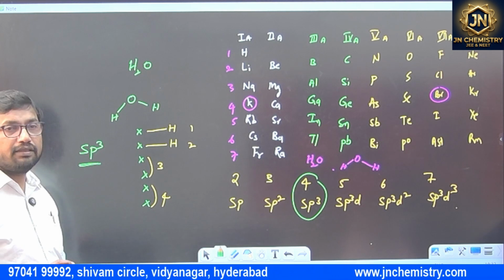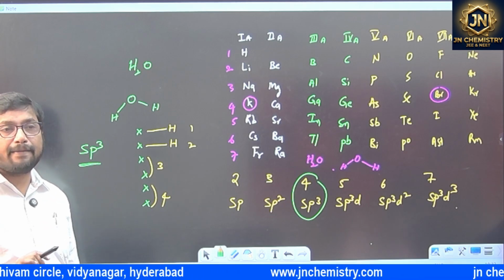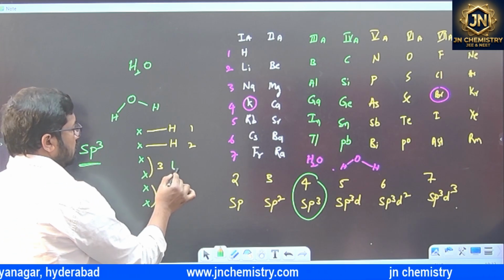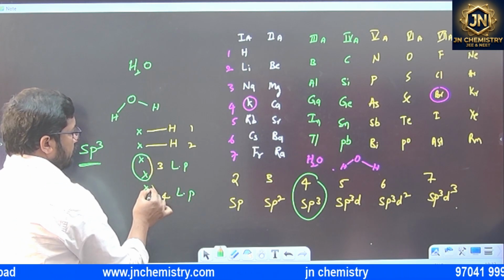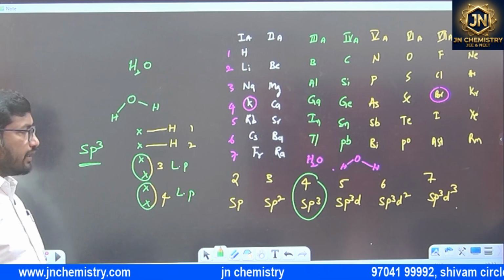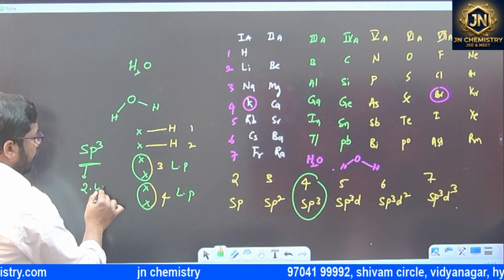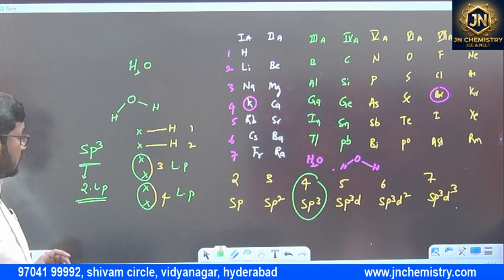sp3, right? sp3, which contains how many lone pairs? How many lone pairs? Lone pair means those which are not participating in the bonding. 2 lone pairs. sp3 with 2 lone pairs. Now we'll do one more question. Is it clear?